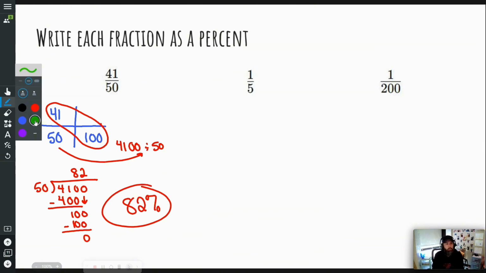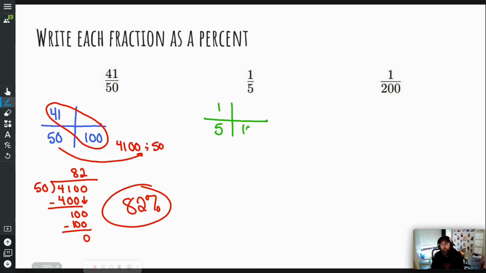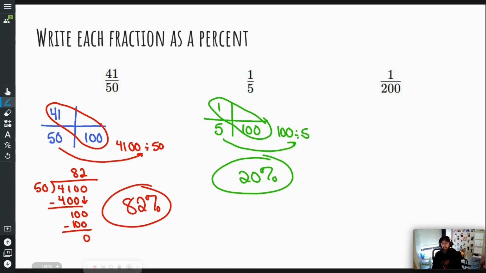Okay? Let's try a different one. How about 1/5? 1 on the top left, 5 on the bottom left, 100 on the bottom right. Let's find our percent. 1 times 100 is going to be 100. Divide that by 5. I don't need long division here. 20%.